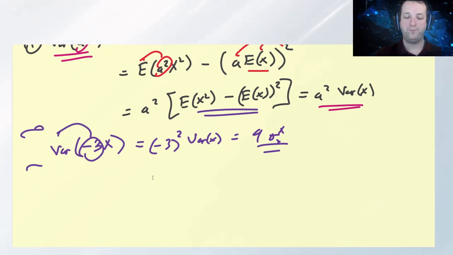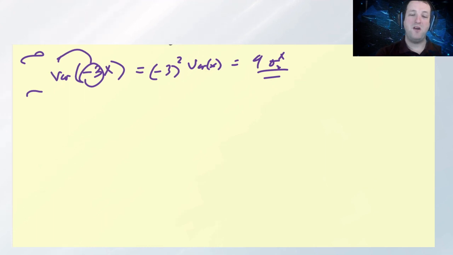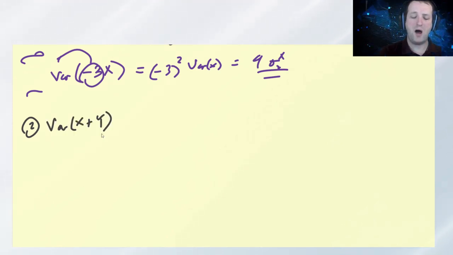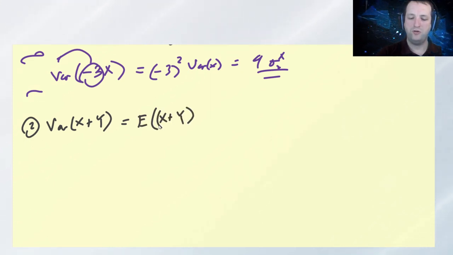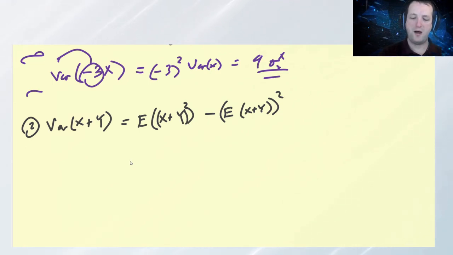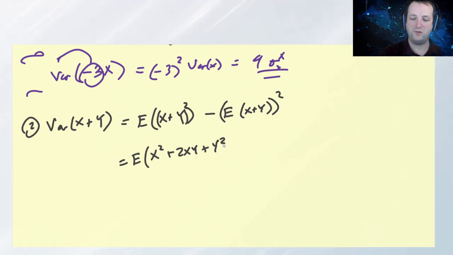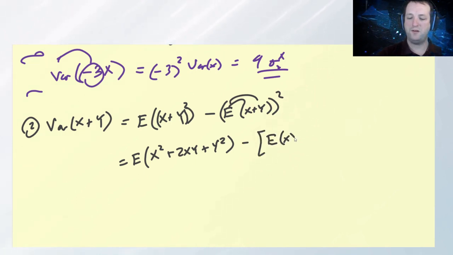Fun property to prove. So what about the variance of the sum or difference of random variables? So this is important. The variance of x plus y. Let's just do it in the same way. So the expected value of x plus y squared minus the square of the expected value. Okay? So I can square x plus y, that's no big deal. So that's going to be the expected value of x squared plus 2xy plus y squared. And expected value distributes over sums, so that's no big deal. So we're just going to have the expected value of x plus the expected value of y, the quantity squared.